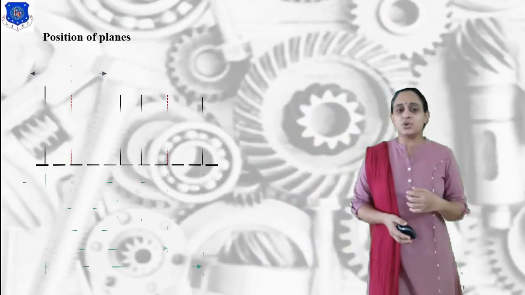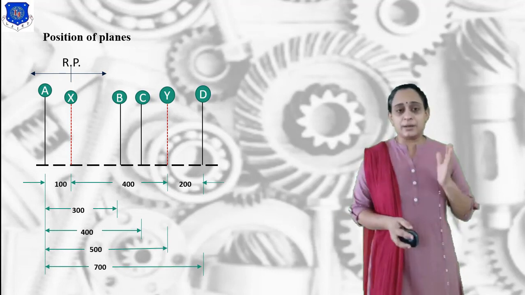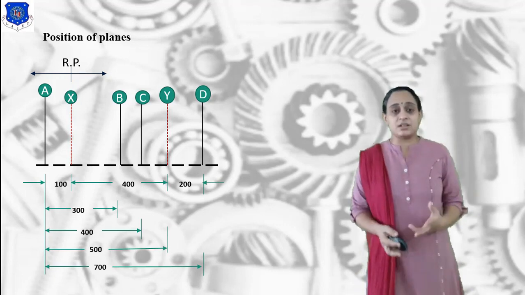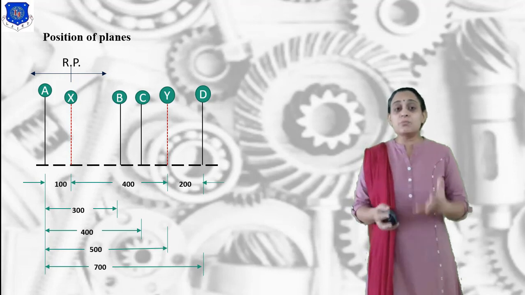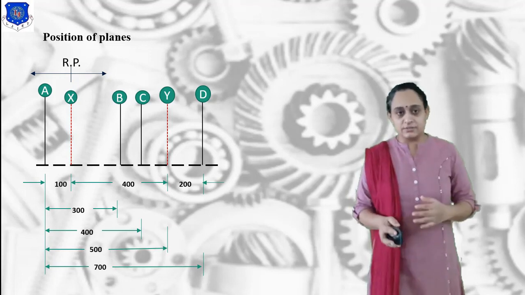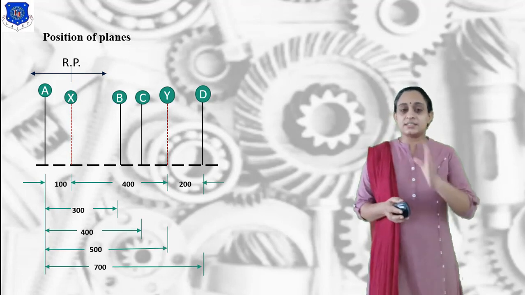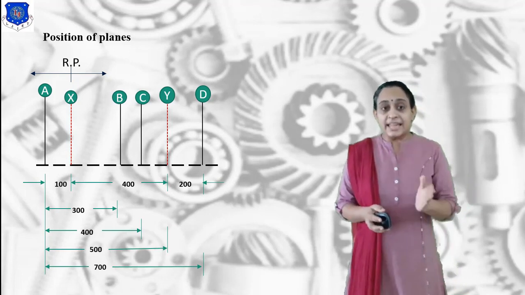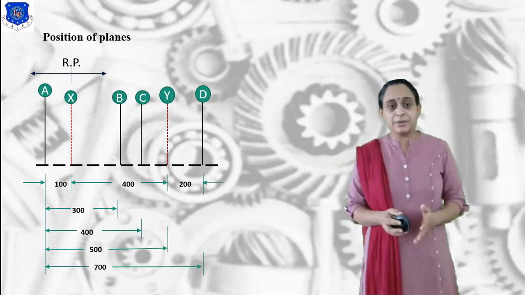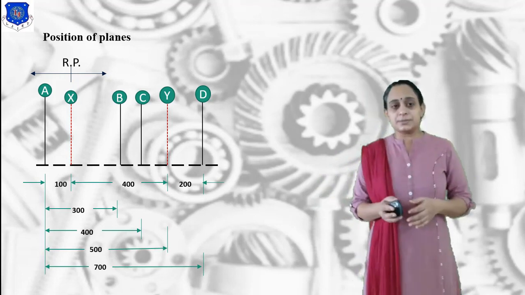Let us draw the plane position diagram. Here we have 4 masses as you see in the diagram: A, B, C and D. We have 2 balancing masses which we need to place to balance the whole system, so here the planes X and Y are there. Now in our data the distance between A and X is given as 100, A and B is 300, A and C is 400, A and D is 700.